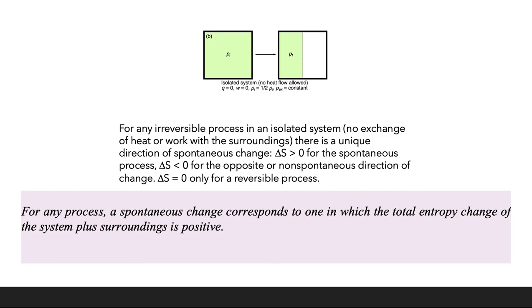Now, a system can change spontaneously and have its energy decrease. But for this to happen, the concomitant change in the entropy of the surroundings has to be sufficiently positive such that the total entropy change of system plus surroundings is positive.